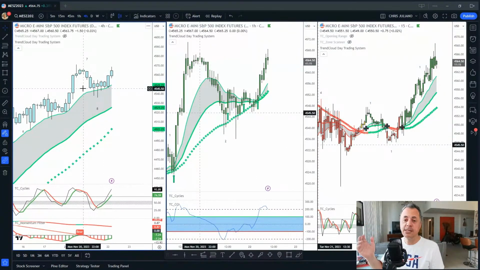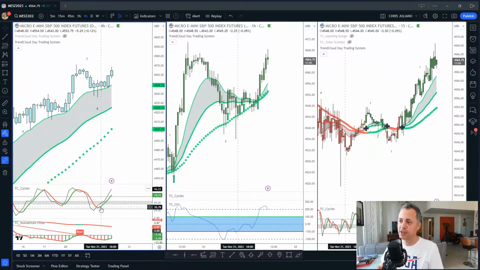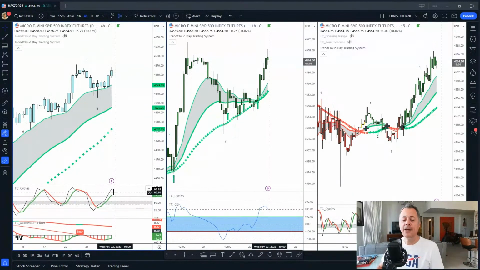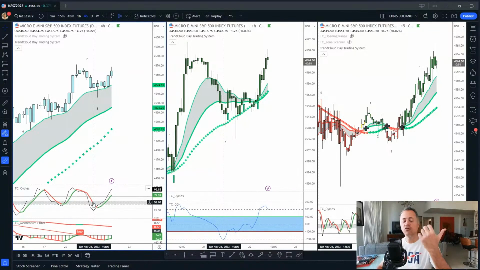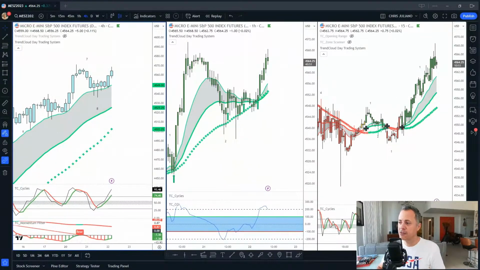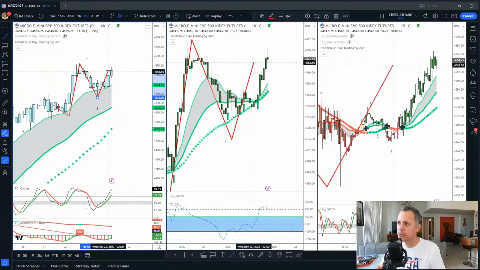Yes, the trend is up. Yes, it's extended. And we are making a move, right? We are in an impulse phase. When you see an uptrend and your cycle indicator is green, that means you're in an impulse phase. If you're in an uptrend and the cycle indicator is red, it means you're in a corrective phase. So you can see here, corrective, impulse, corrective, impulse.